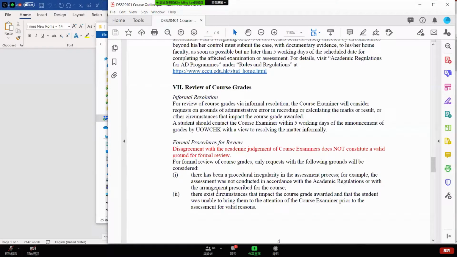Okay. The second one is there exist circumstances that impact the course grade awarded, and the student was unable to bring them to the attention of the course examiner prior to the assessment or for valid reasons. Okay, so in this case, that means, for example, you are sick and actually you submit your application, but your course examiner didn't recognize it and give you a failed grade, something like that, and you can file for formal procedures for review. So you can see that the situation for formal procedural review is very limited.